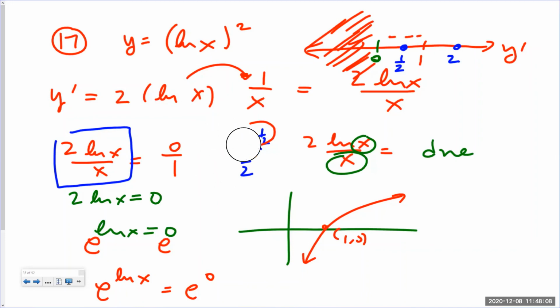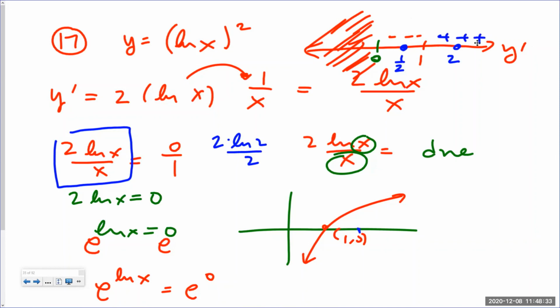Okay, so let's do ln of 2. If we did ln of 2, it'd be 2 times ln of 2 over 2, right? Now I just need to know positive or negative. You guys get the 2's actually really cancel out here. So what's ln of 2? Is that positive or negative? Positive. So this will be positive, positive, positive.